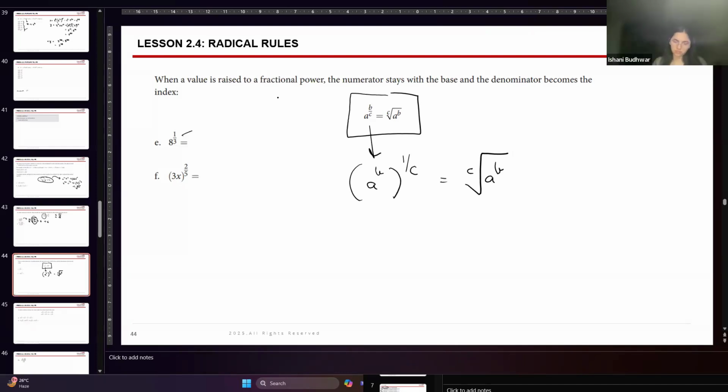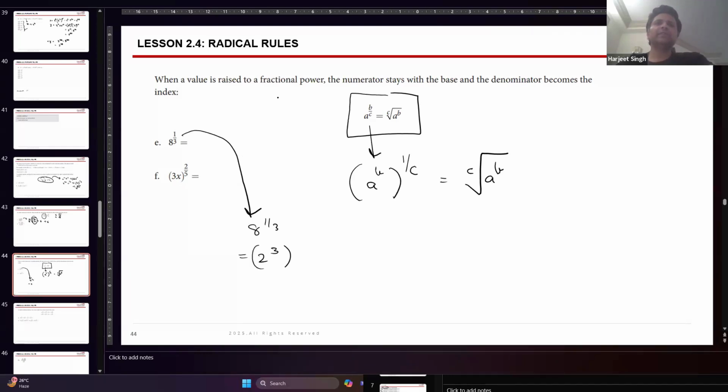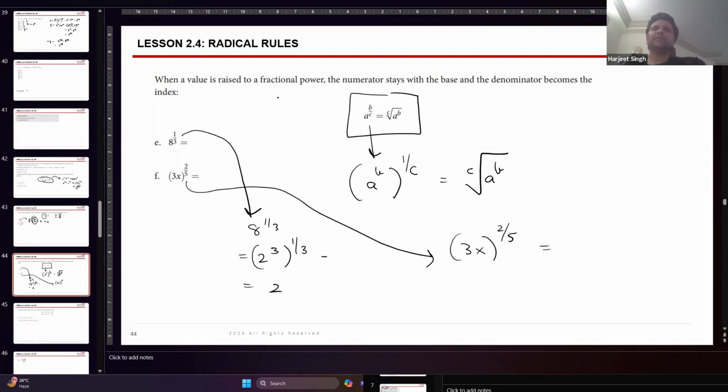So how do I solve for this? 8 raised to 1 by 3. Can I write this as 2 cube raised to 1 by 3? And that becomes 2. Yes? And how do I write this? 3x to the power 2 by 5. So I'll first square it. So it becomes 9x square to the power 1 by 5. So that is the fifth root of 9x square.